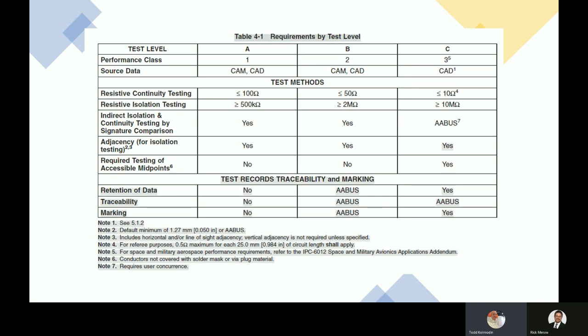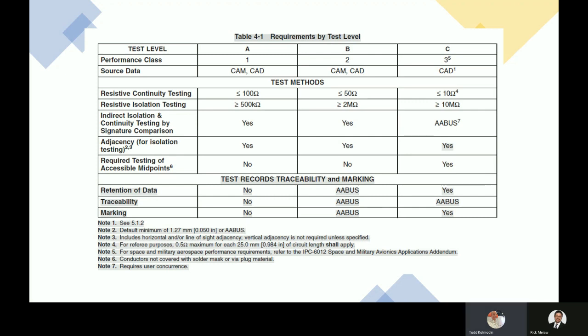What we also get into here, we start getting into a barrier on the requiring testing of the midpoints. With test level C, on the class 3 product, this is a required test of the midpoints. And the reason for this is, as Rick mentioned earlier, reliability of high performance product. They don't want to have a problem at assembly or in the field. So if you had a point to point, 3 points on the net, the center point was originally on class 1 or 2 optimized out, but they had a problem with solder mask and they solder masked over that pad, but a component's going to go there.